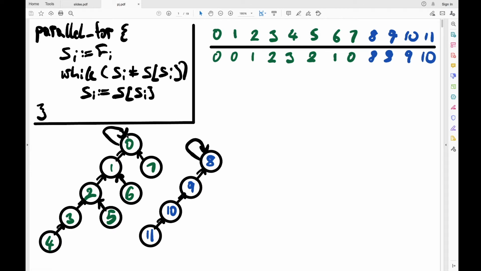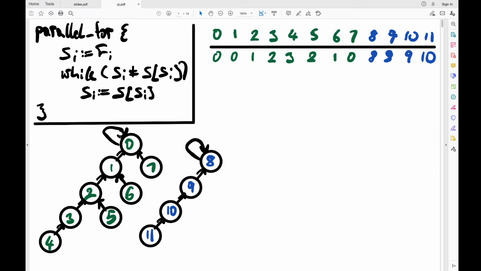Like we have this one tree that corresponds to this part of the predecessor list, and then we have the second tree in the forest that corresponds to the upper part of the predecessor list. We can see that the predecessor of, for example, node number 1 is 0, and the predecessor of node number 7 is 0.